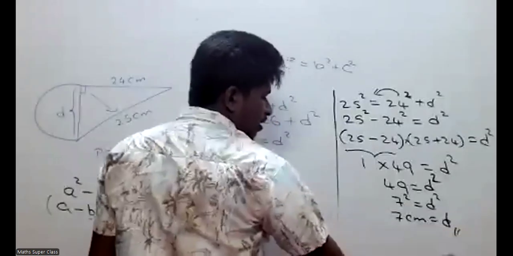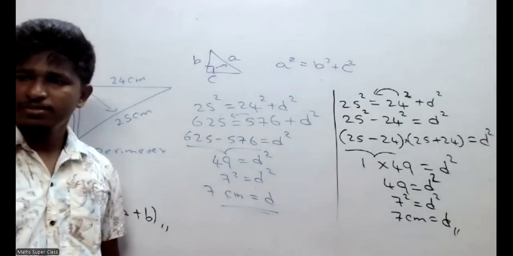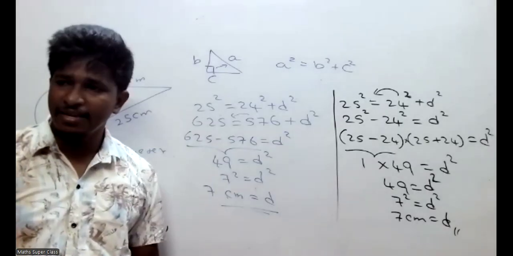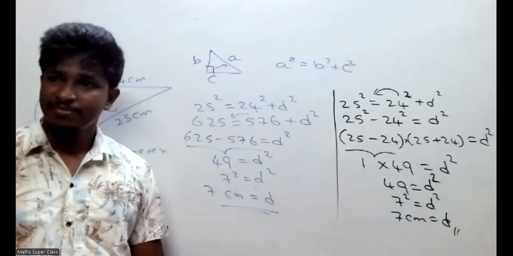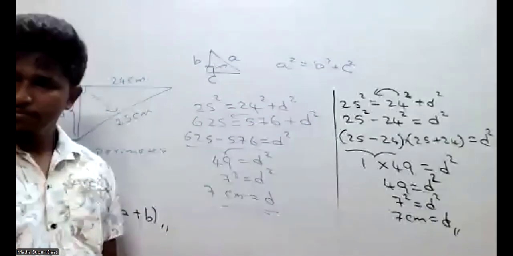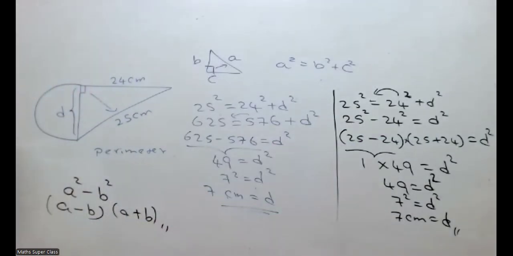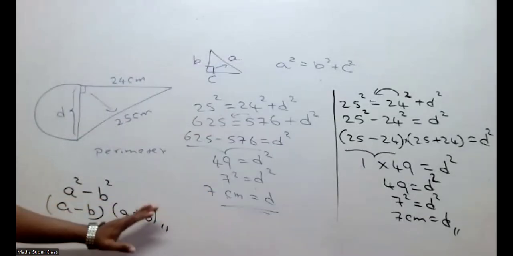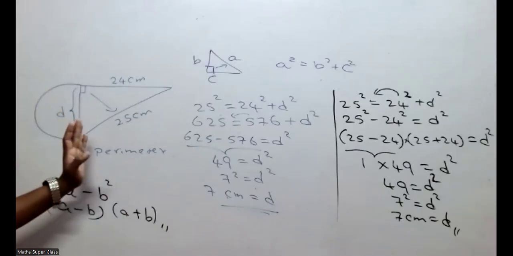Now you will ask, sir, why didn't you teach this method? Because when you are teaching theories, if I teach everything, then you will never understand. Now you know this one, and you can add it into your knowledge and your memory. Finally, 7 centimeter is the diameter.